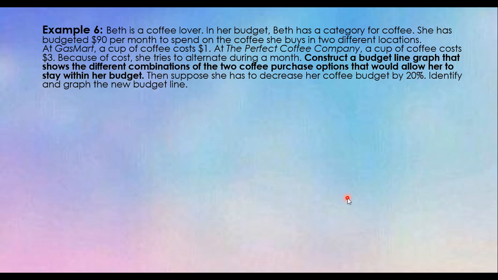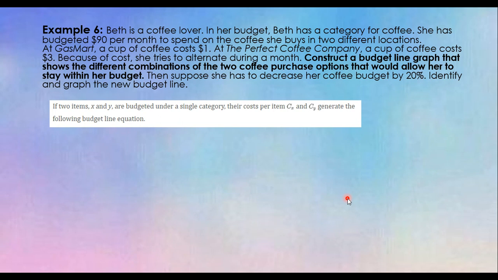So at the side, let's do some calculations for her. So the 2 items, X and Y, are budgeted in a single category. So that category being coffee. And their cost per item are going to be C sub X and C sub Y. Basically, we're just going to say X is either going to be the Perfect Coffee Company or Gas Mart. And then it's going to be the cost for going there and the cost for going to the other location. So we're going to end up with this equation.